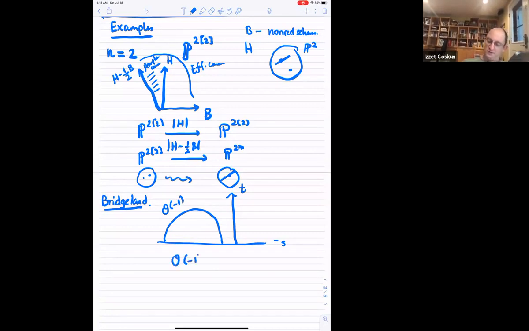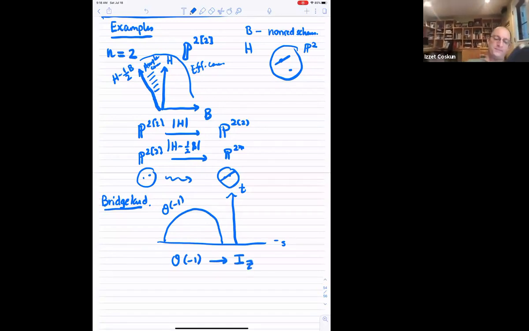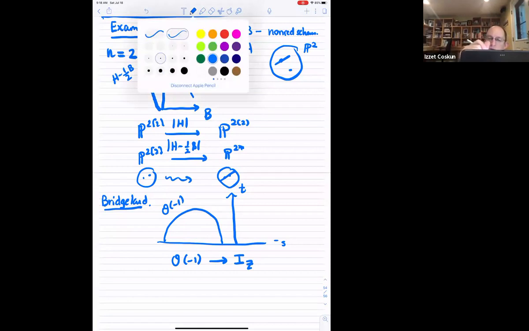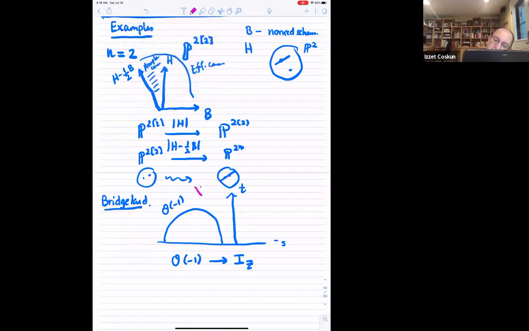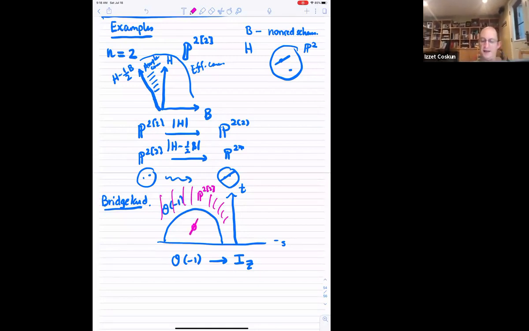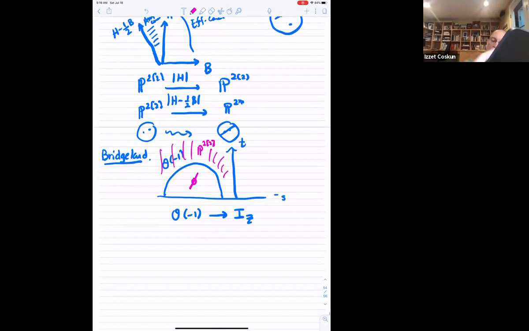And so you ask, when do you have a map from O of minus 1 to I_Z? And then what happens here is that you have the Hilbert scheme up here. The moduli space of Bridgeland stable objects, if you are in this region, is isomorphic to the Hilbert scheme of 2 points. And here you just have the empty set. Everything gets destabilized at that point, okay?